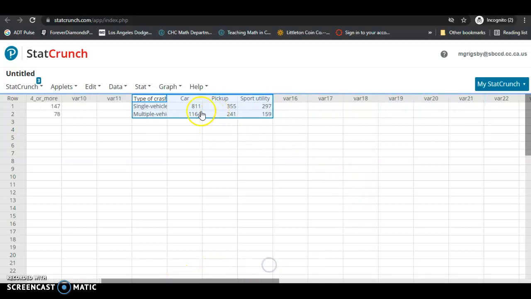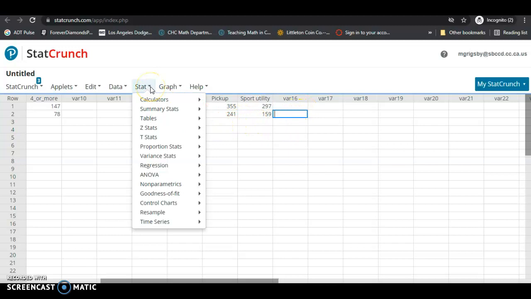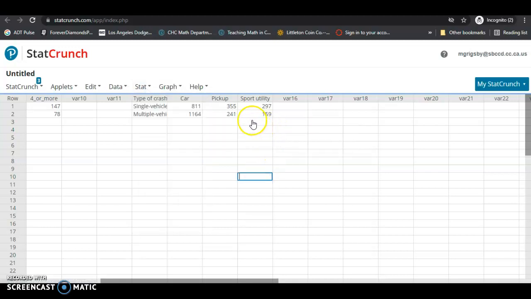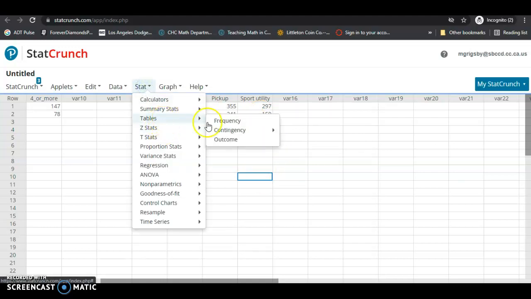So this is the table from the problem. To get the test statistic, we're going to go to Stats, Tables, Contingency. This is a contingency table that we have. Whenever your data are in a contingency table, it means the data has already been summarized. So once again, Tables, Contingency, and then With Summary is what we select.